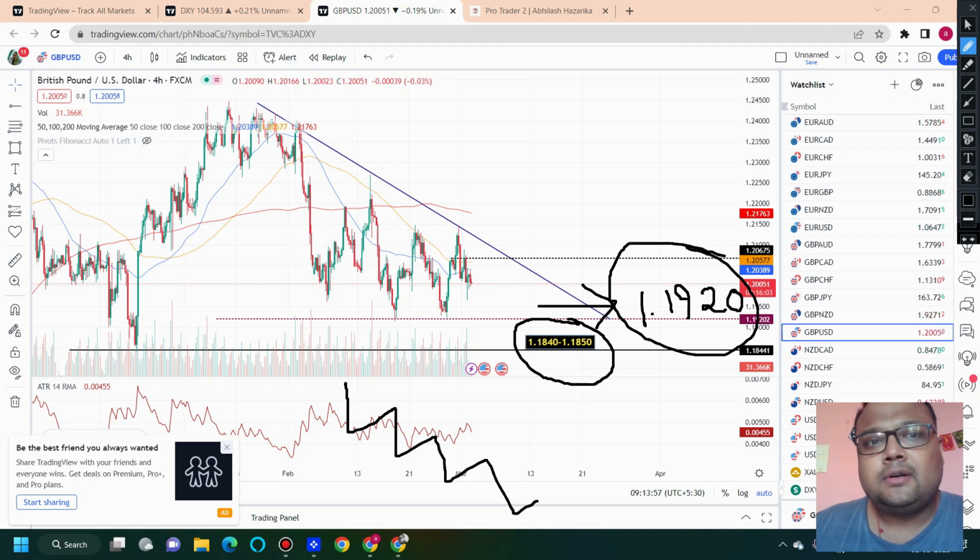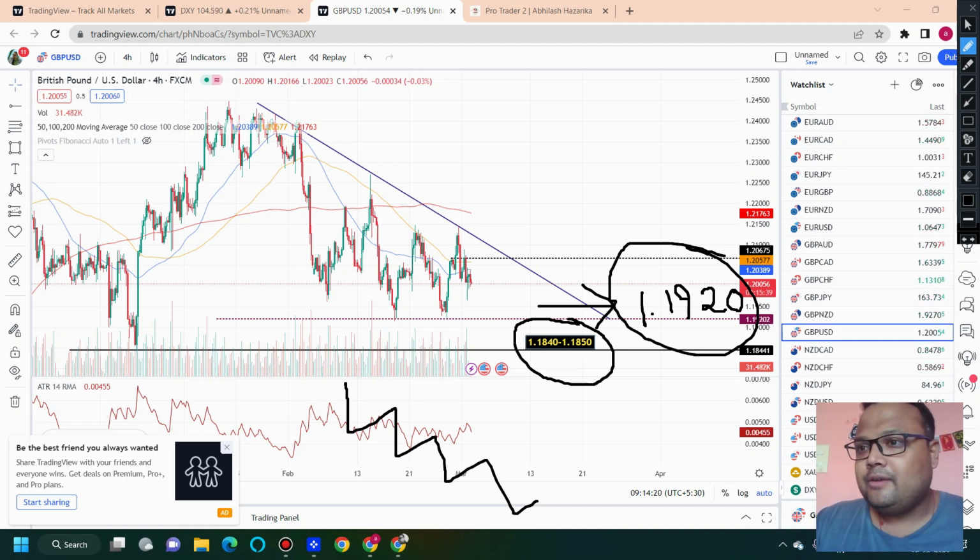Or sell off after a descending triangle pattern, but in this case we are not going for a big sell-off, because the overall trend of the market is towards the upside. So if market breaks 1.1920 level, yes, you can go for a sell, but make sure to exit by 1.1840 to 1.1850, because this is a strong support on the chart.